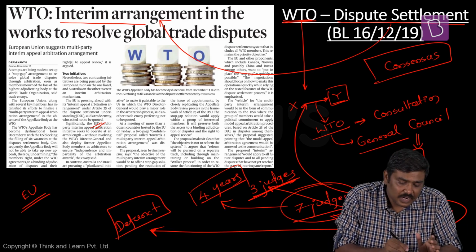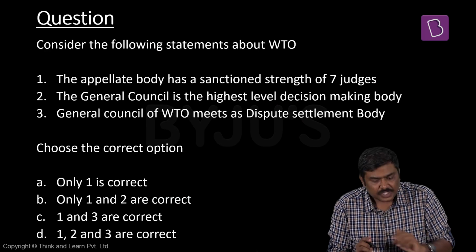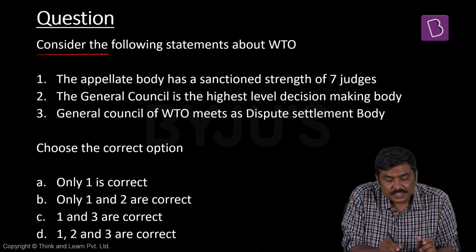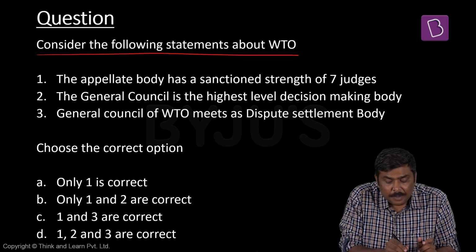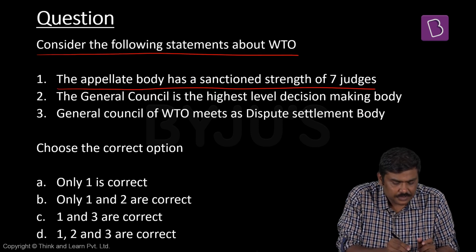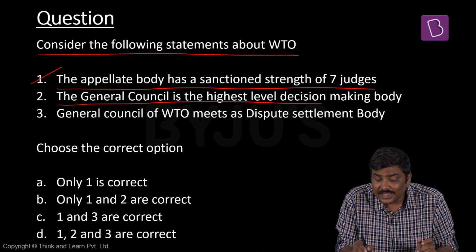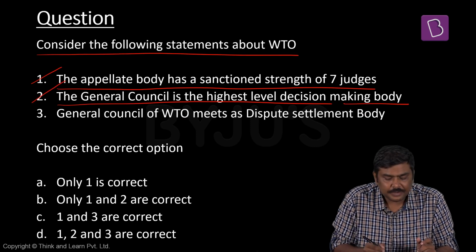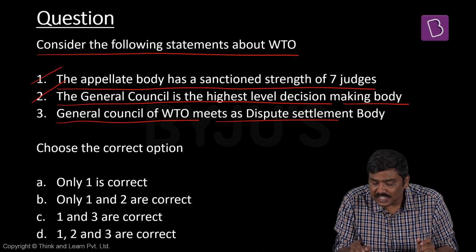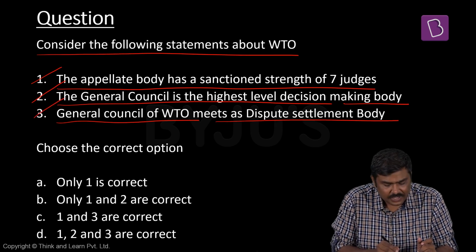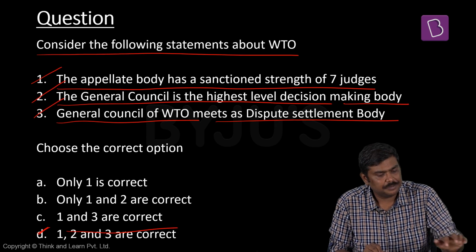Now, this is the crux of the article given here. Based on this discussion, I have given a question here. Consider the following statements about the WTO. The appellate body has a sanctioned strength of 7 judges. True. The General Council is the highest level decision making body. Correct. The General Council of the WTO meets as a dispute settlement body. Correct. All the 3 are correct. Option D is the right option.